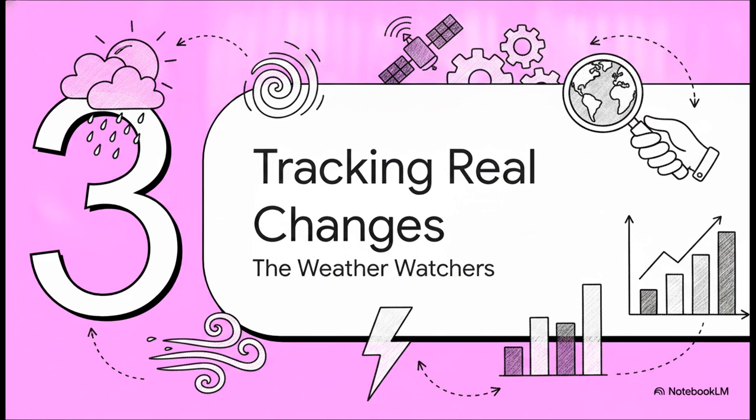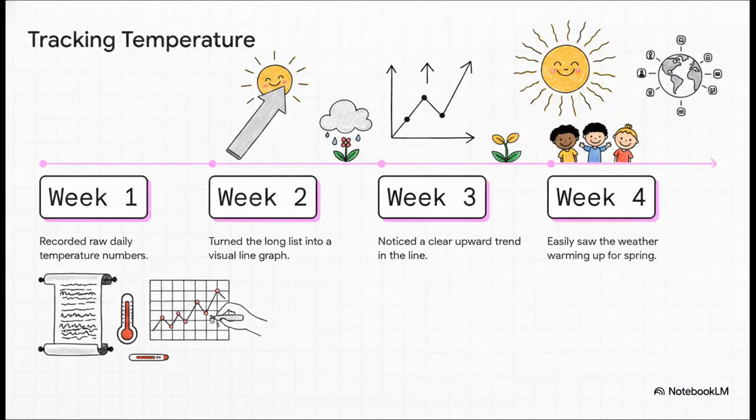Part 3. Tracking real-world changes. To really bridge the gap between theory and practice, let's consider a real-world scenario, like Miss Chen's Weather Watchers. So imagine a class tracking daily temperatures over an entire month. They quickly realize that a raw list of 30 data points completely hides the big picture. But by applying a line graph across those 4 weeks, that raw data converts into a clear visual timeline. Suddenly, they have instant proof that warmer spring weather is arriving. The single visualization contextualizes the data far better than a list of raw numbers ever could.